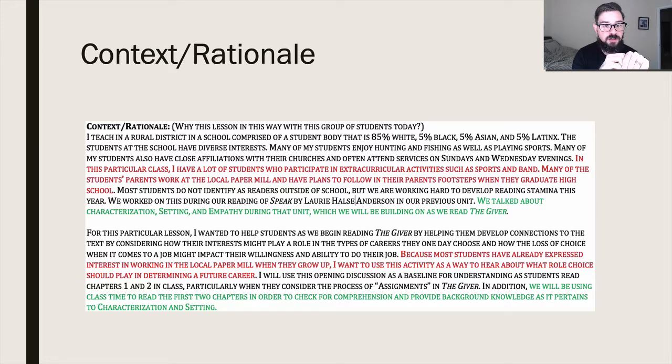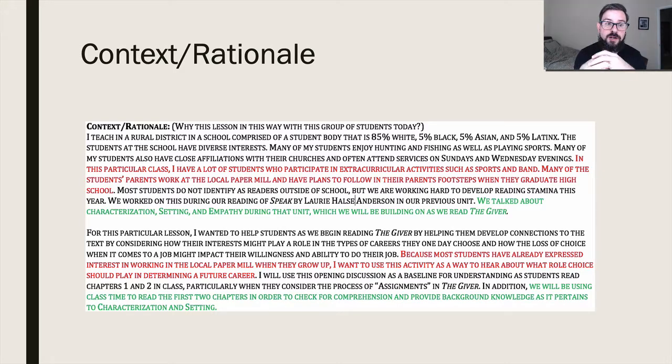We worked on this during our reading of Speak by Laurie Halse Anderson in our previous unit. And so, talking about where students previously perhaps worked on specific skills is useful. You can talk about what they learned last unit. You can talk about what they learned last semester. You could talk about what perhaps you know that they learned with a previous teacher in a previous grade.